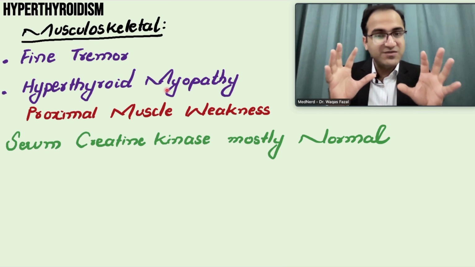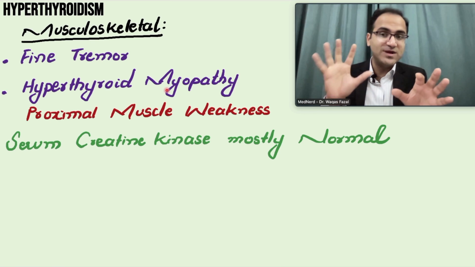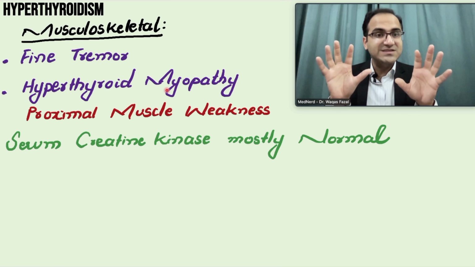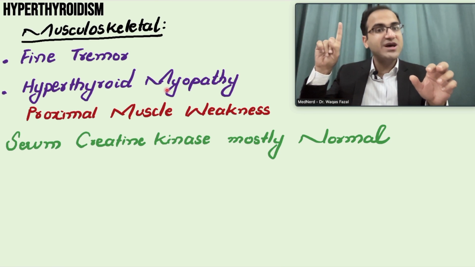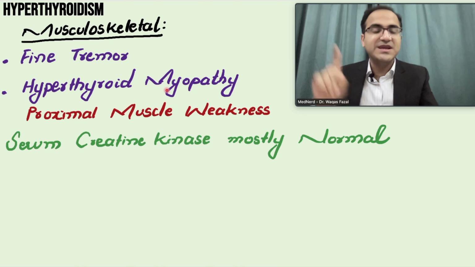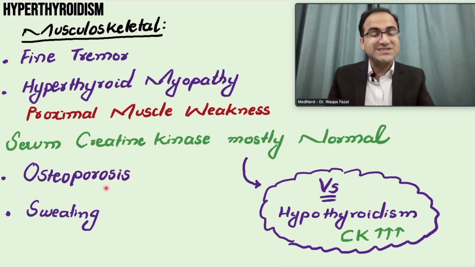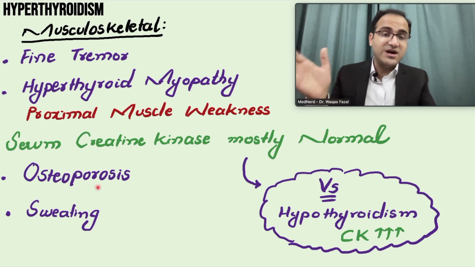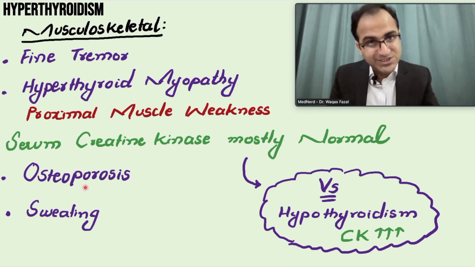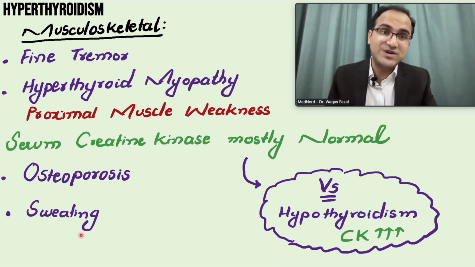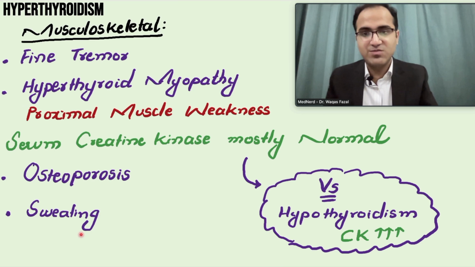And the differentiating factor, as we discussed in our previous video as well, is that serum creatine kinase is elevated in hypothyroid myopathy, but it is normal in hyperthyroid myopathy. So in hypothyroidism, the myopathy elevates the CK levels, but in hyperthyroidism, the CK levels are normal. Osteoporosis, it destroys the bone, and there is excessive sweating due to excessive heat production in the body.